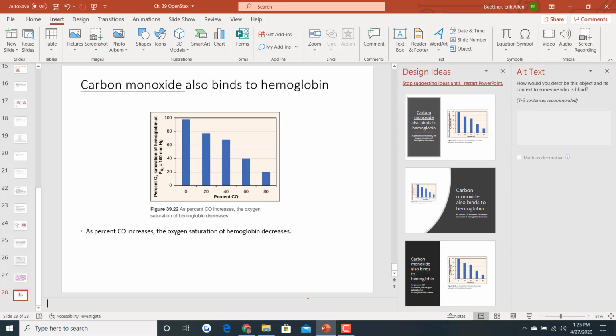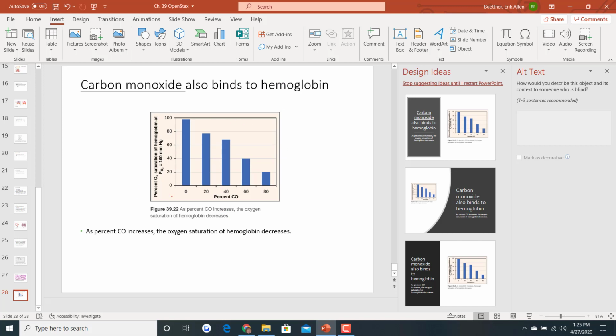Okay, so the last topic, carbon monoxide, something you've probably heard of. Carbon monoxide does bind to hemoglobin, which is kind of interesting because carbon dioxide really doesn't. Carbon monoxide is what they're showing as CO. So instead of CO2, we have CO. All right, so that's carbon monoxide. Carbon monoxide actually binds to hemoglobin stronger than oxygen.